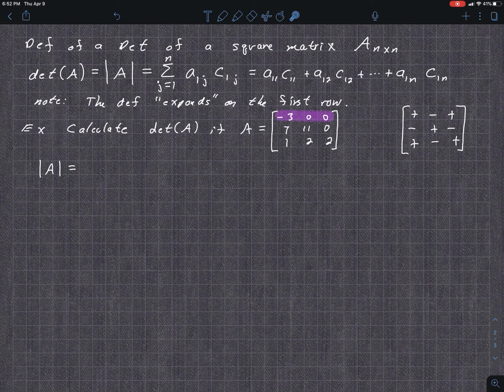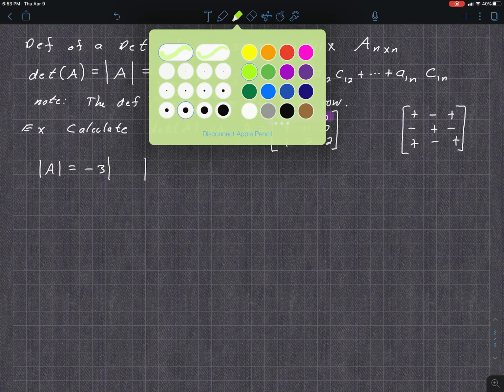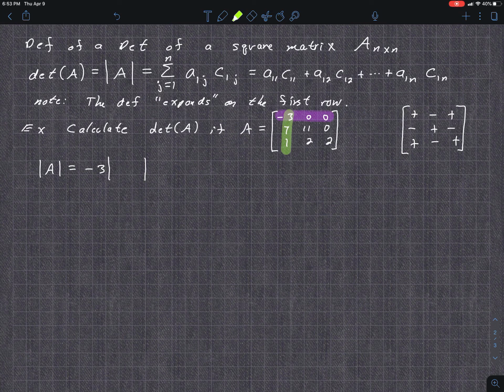So you do the determinant of A equal to, and so you look at the sign. So here's the sign. This is your first entry, the -3. That's this right here. So it's positive -3. So you just say -3 times the determinant. So what's left in that determinant is right there: 11, 0, 2, 2.